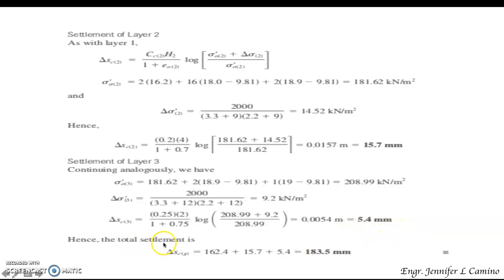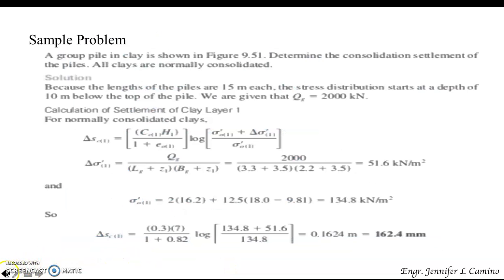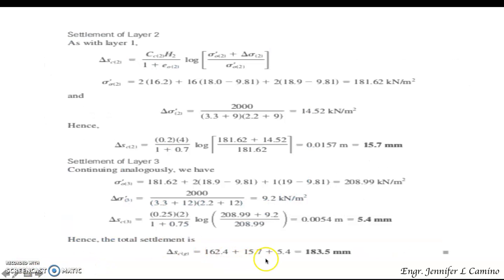So therefore, our total settlement will be equal to the settlement at layer 1, which is equivalent to 162.4, plus the settlement of layer 2, 15.7, plus the settlement of layer 3, which is 5.4, we get 183.5 millimeters.